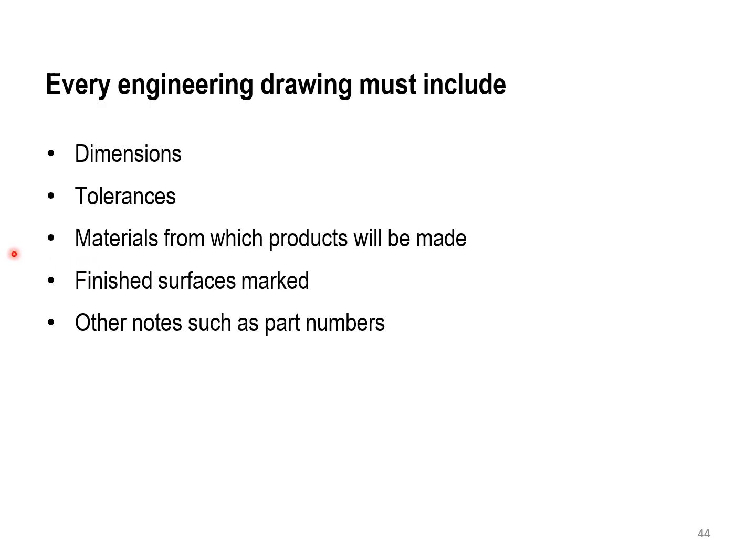Every engineering drawing must include the following. First, the dimensions. Second, the tolerances. Third, the materials from which the products will be made. Fourth, the finished surface marks. And finally, other notes such as the part numbers.